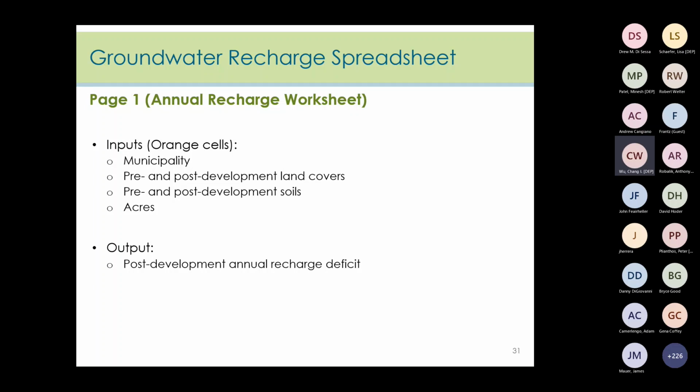And that spreadsheet will calculate the pre and post annual recharge. You can see there's a number for annual recharge on the left-hand side for the pre-construction condition, and on the right-hand side for the post-construction condition. And the difference between the pre and post is the annual deficit.